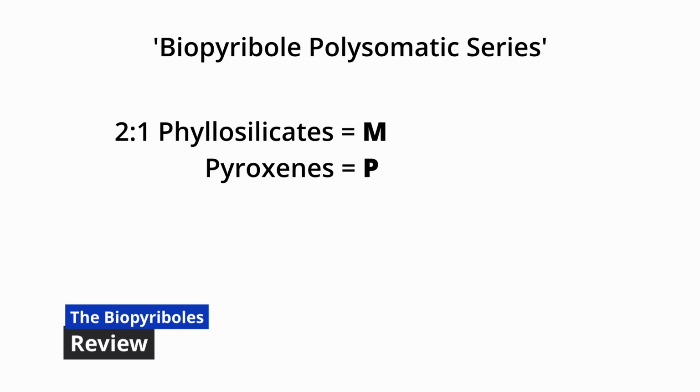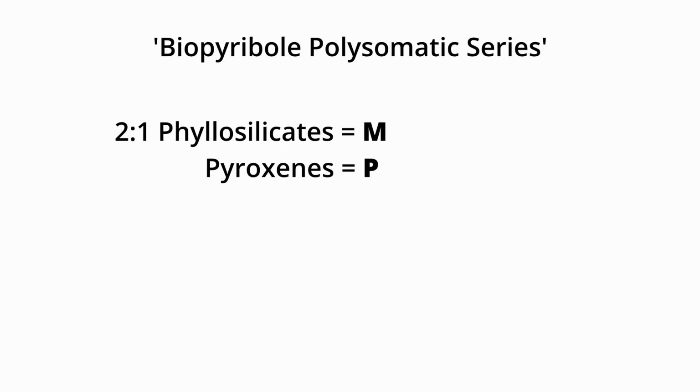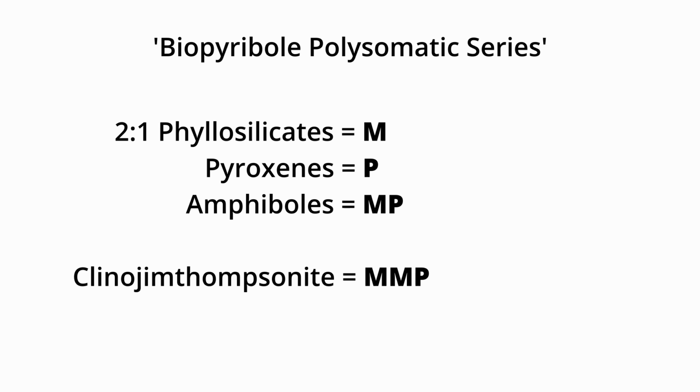Now that we've constructed the crystal structures of Clinojimthompsonite and Chesterite, let's discuss how they correspond to Thompson's predictions. To review, the pyroxenes have single chains and are represented by the module P. When a 2-to-1 phyllosilicate module, represented by M, is added to P, we get MP, which corresponds to the double-chained amphiboles. It then follows that the triple-chained Clinojimthompsonite will have another 2-to-1 phyllosilicate module added to it, thus being MMP. Finally, the structure of Chesterite, which consists of a combination of double and triple chains, corresponds to MP.MMP.